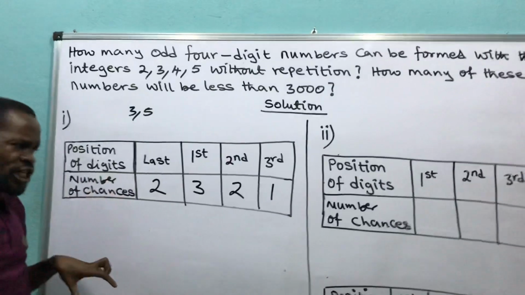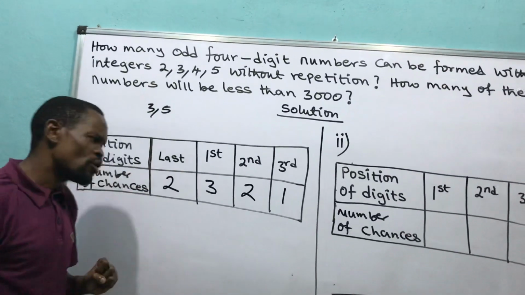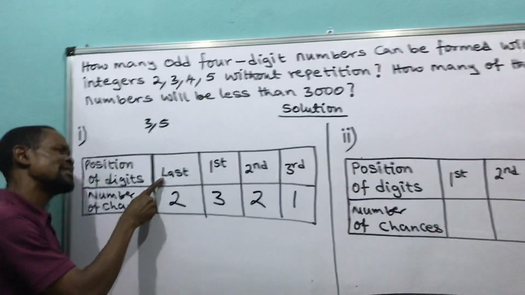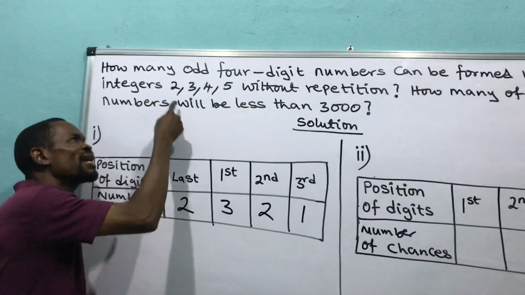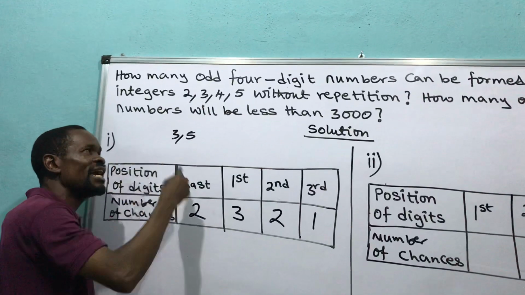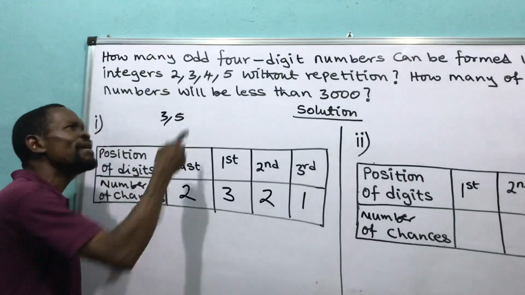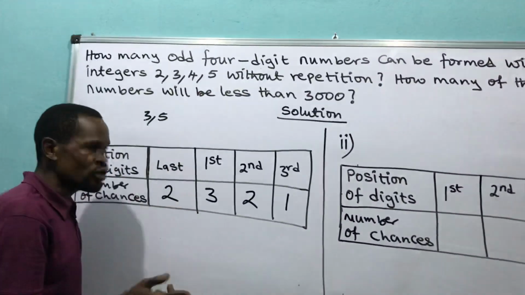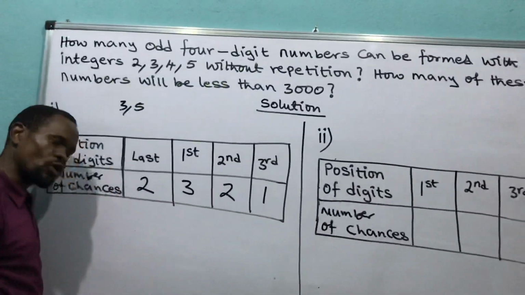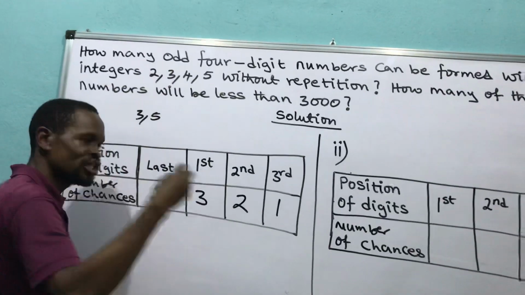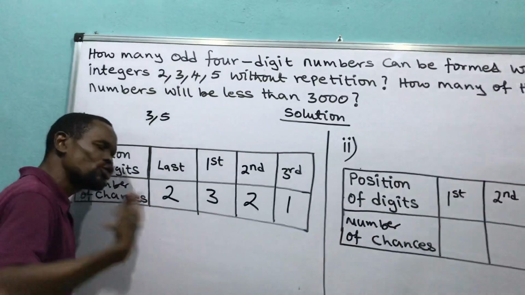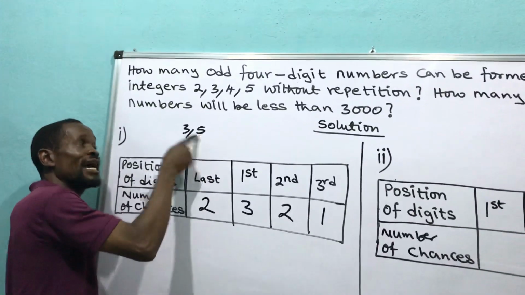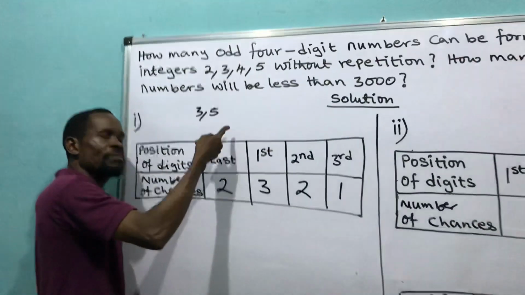Then that 4 digits, since they are talking about an odd number, what determines the odd number is the last digit. Then in how many ways can I select the last digit here? First of all, I have to check how many here are what? Odd. I said 3 and 5 are odd. If 5 becomes the last digit, it's an odd number. If 3 becomes the last digit, it's an odd number. So how many ways can I choose the last digit? I will choose the last digit in 2 ways. Either 5 or 3. Any of them can be chosen.